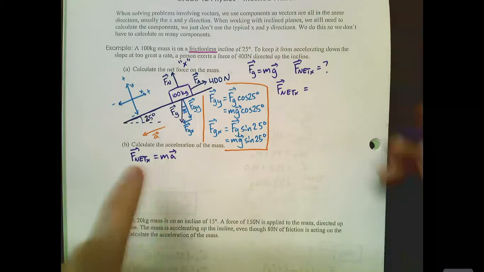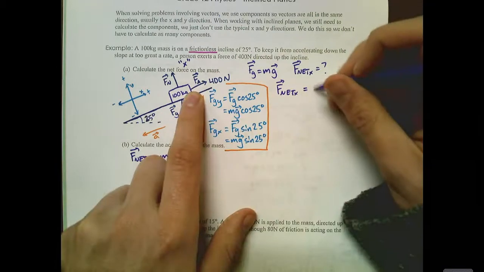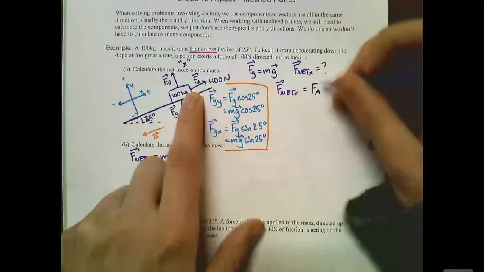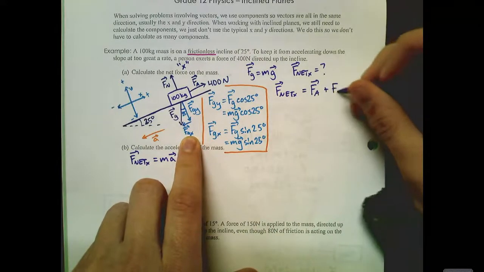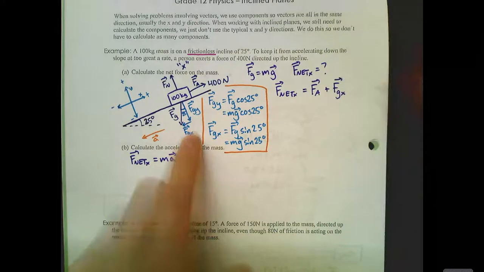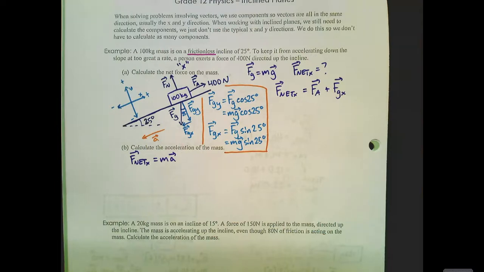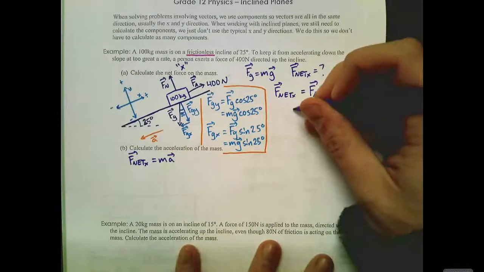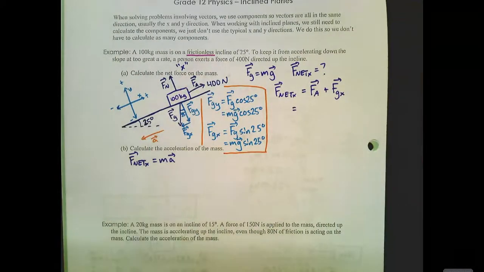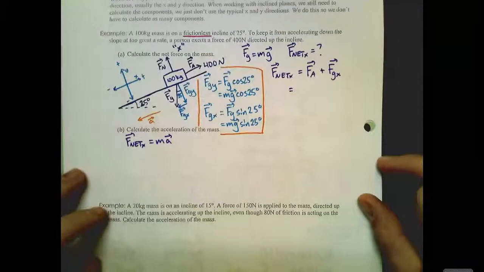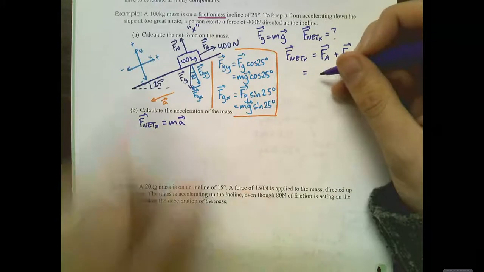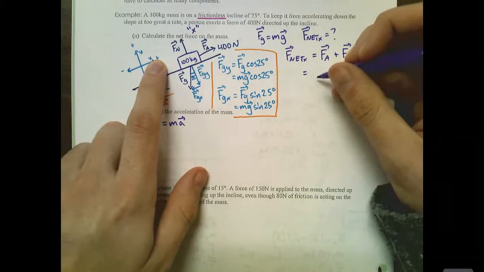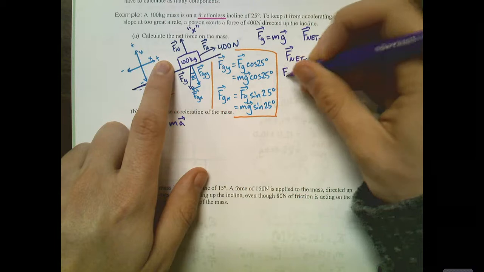And F net is that applied force acting up the slope and the x component of the gravitational force, which is wanting to pull that object down the slope. Those are our two forces in the x direction that are contributing to the net force acting on that object. So FA is positive. We'll now go F net, and we'll get rid of our vector arrows.